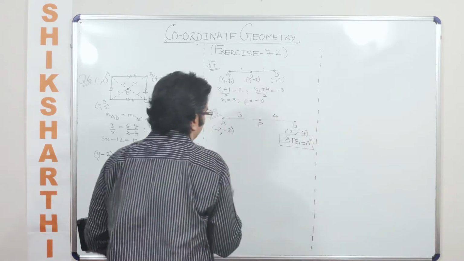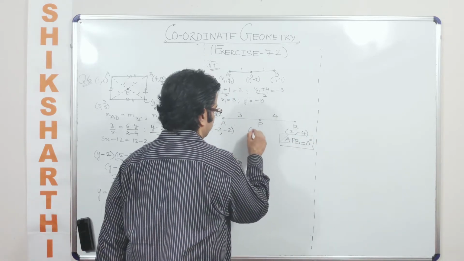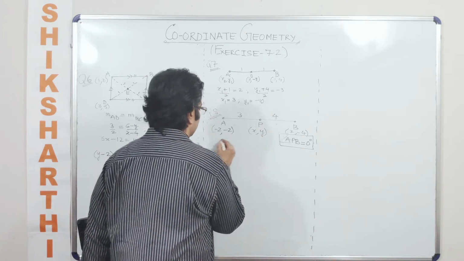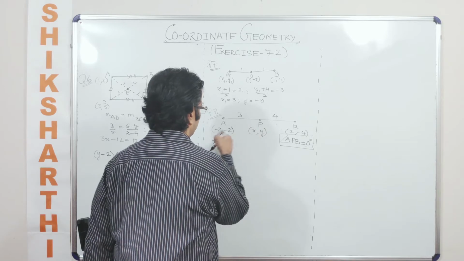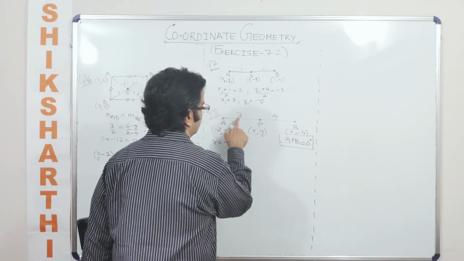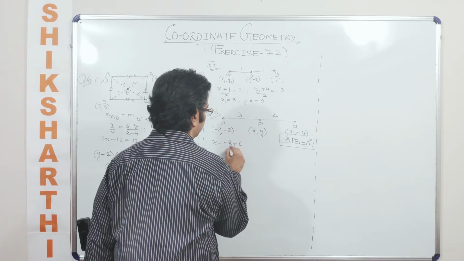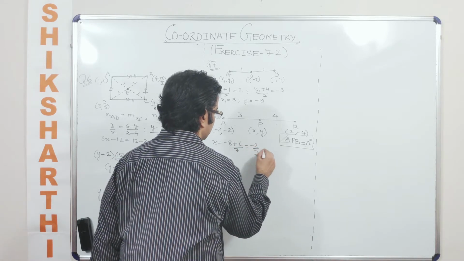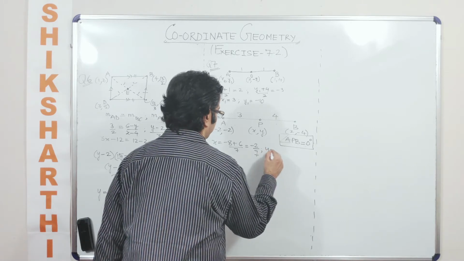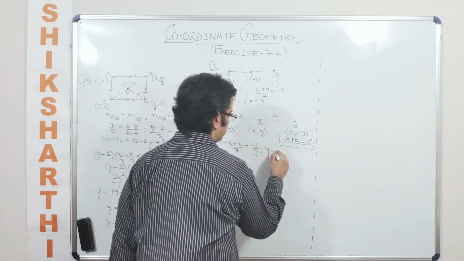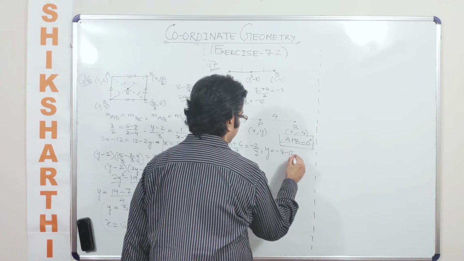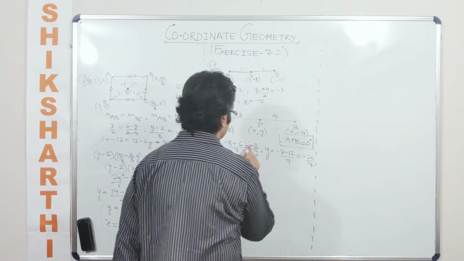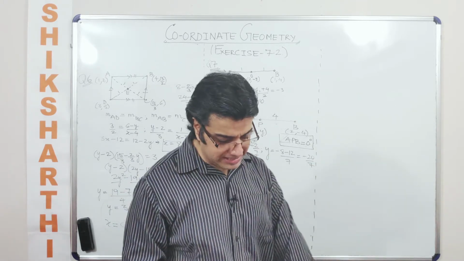Can I use the section formula? Yes, I can use the section formula, and let me assume that the coordinates of the point P are x comma y. In that case, the value of x comes out to be 4 into minus 2, which is minus 8, plus 3 into 2, which is 6, divided by 7. So how much am I getting from here? I am getting it as minus 2 by 7. Similarly, I can get the value of y, and the y is minus 8 minus 12 divided by 7, and this comes out to be minus 20 by 7. In short, the coordinates are minus 2 by 7 and minus 20 by 7.